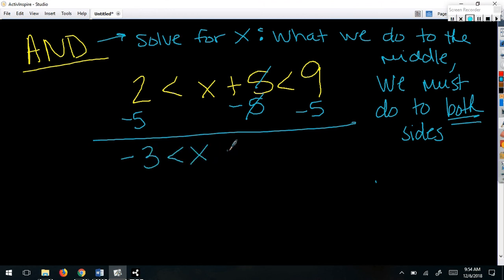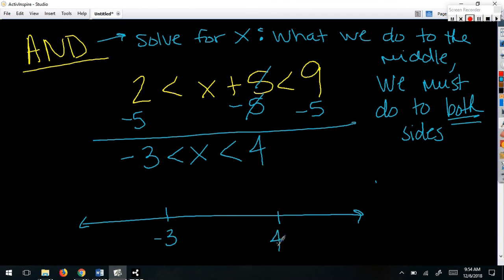Less than x. This is gone. What is 9 minus 5? 4. So when we graph this, one point at -3 and one point at 4, yes? Okay.